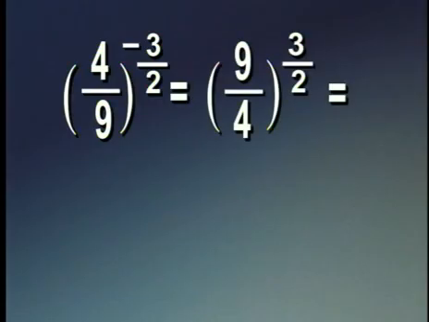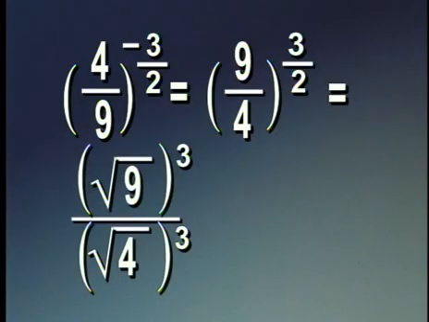So we have 9/4 to the 3/2. The 3/2 says take the square root. Well, take the square root of 9/4. We can do that very simply by taking the square root of 9 over the square root of 4.